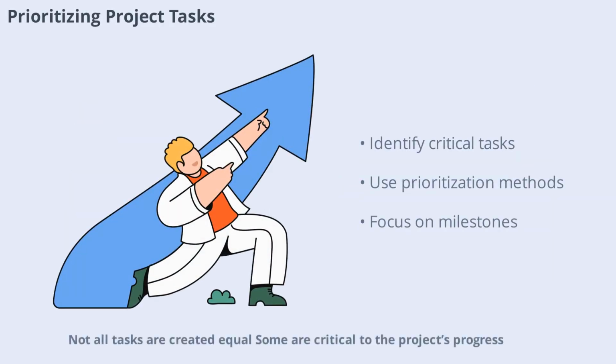Not all tasks are created equal. Some are critical to the project's progress, while others can be delayed if necessary. Prioritizing tasks helps you allocate resources to the most important activities first, ensuring that key milestones are met. Techniques like the critical path method, CPM, or MoSCoW prioritization can guide your decisions. By focusing on high-priority tasks, you can make the best use of limited resources and keep your project moving forward.